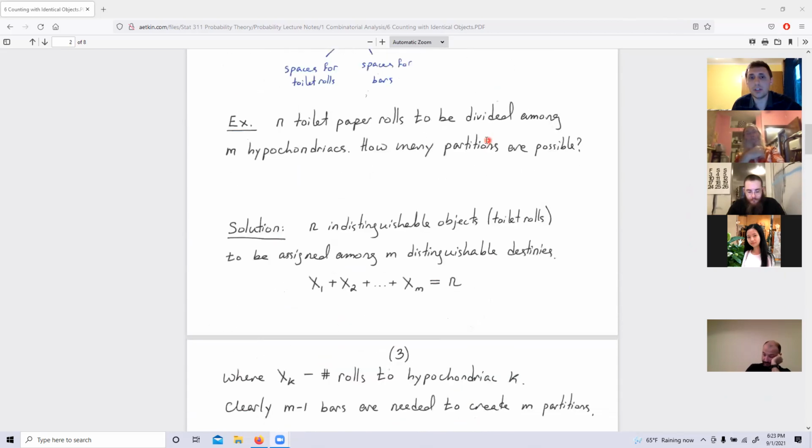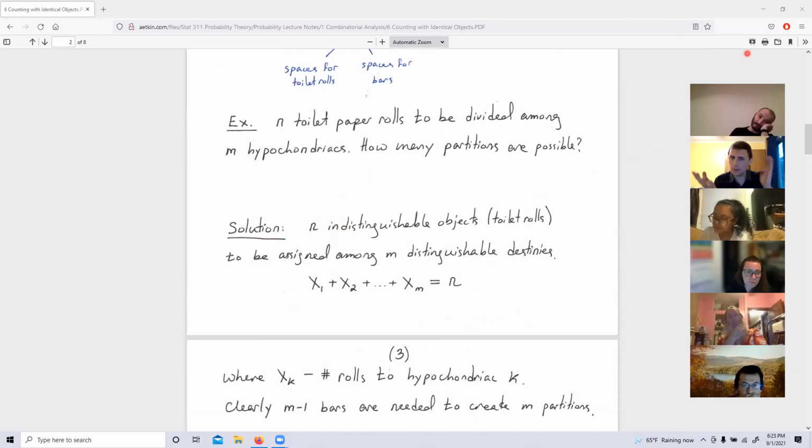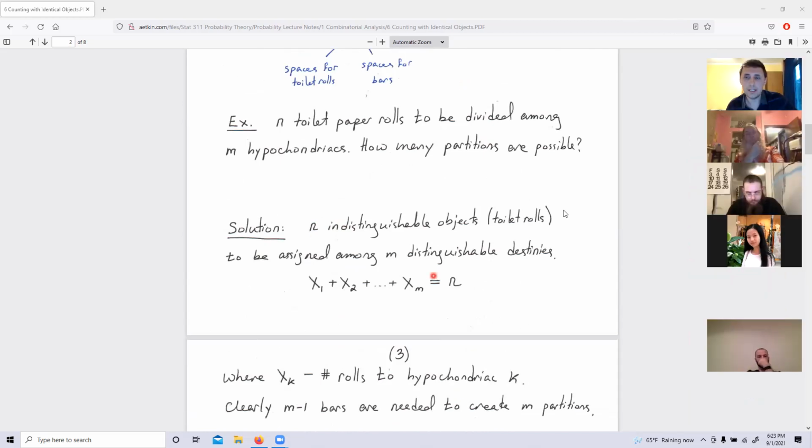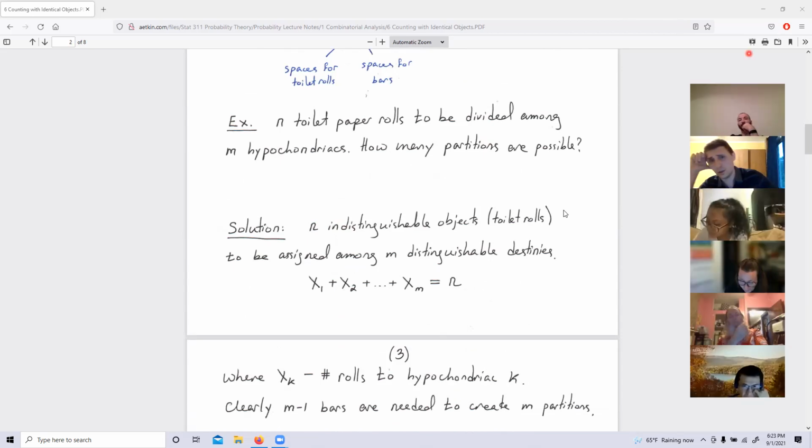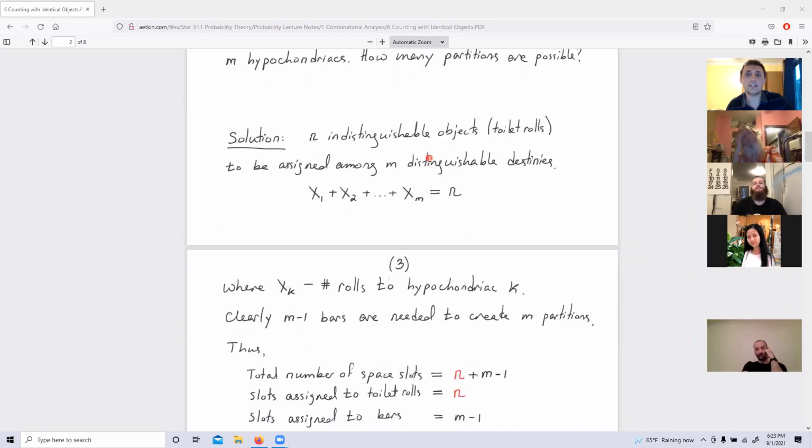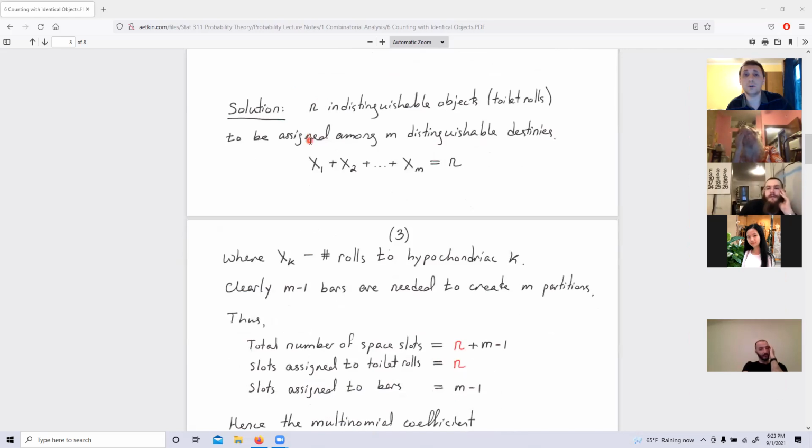Here is the general situation, guys. So we have n. Notice, very important that you have to keep in mind what's distinguishable. We have n indistinguishable objects and m distinguishable destinies. The objects are the toilet paper rolls, let's say, and m is the number of people. Each person is unique, different from another person. So if we distribute n identical objects among m distinguishable destinies, we have x1 plus x2 all the way to xm equal to n.